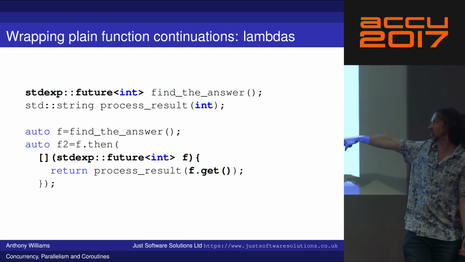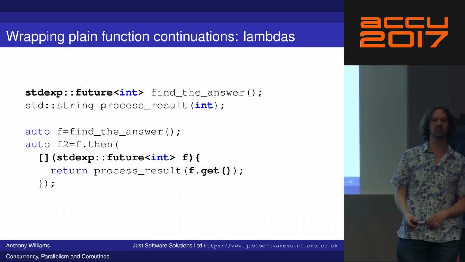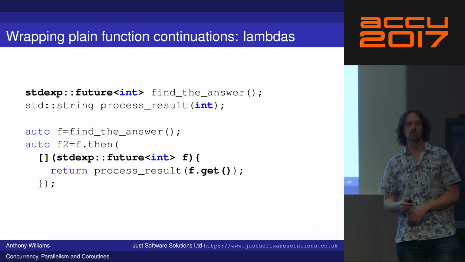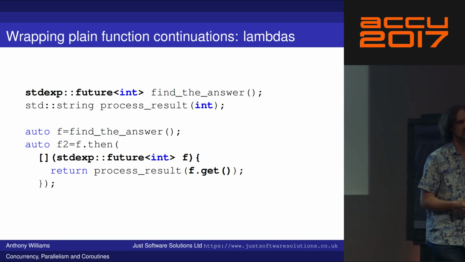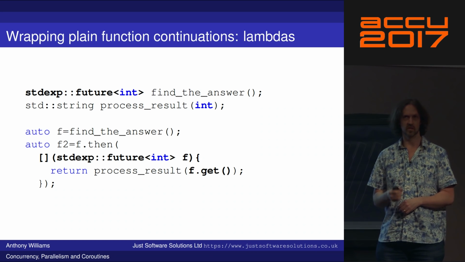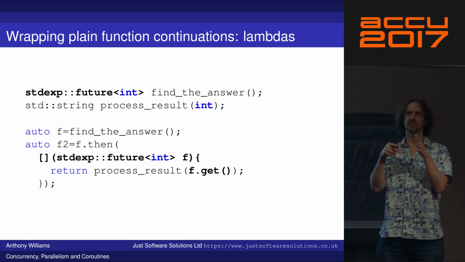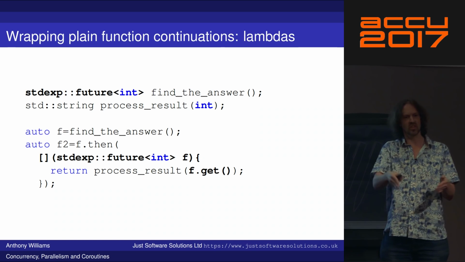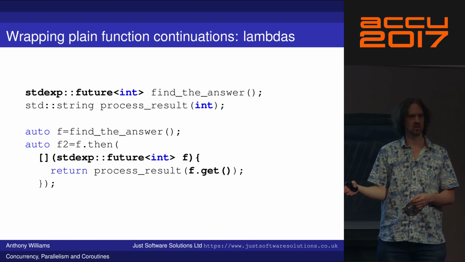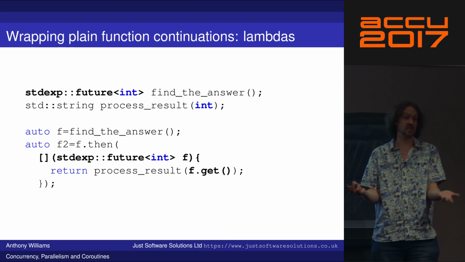You can stick a catch block in your lambda if you really care and call a different function instead, if you have an exception. Just to be clear, the then member function is not blocked, or is it? Then does not block, but if the future is already ready, it might run the continuation before it returns. Okay. So, no. It's not specified whether it does or not.